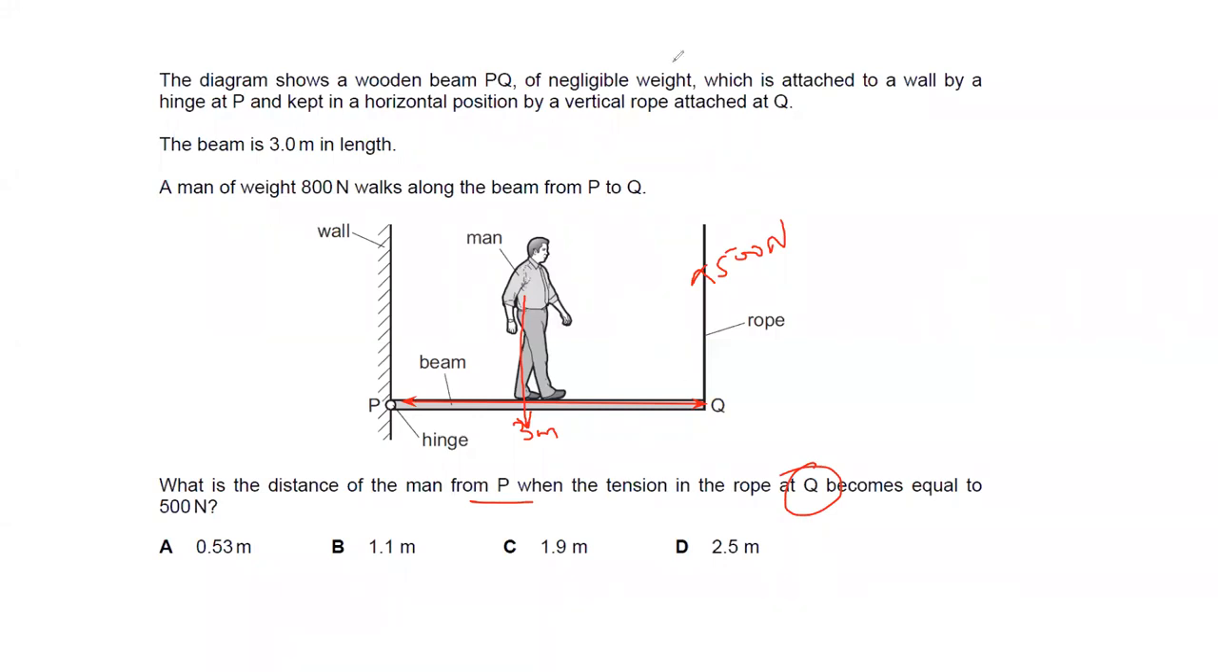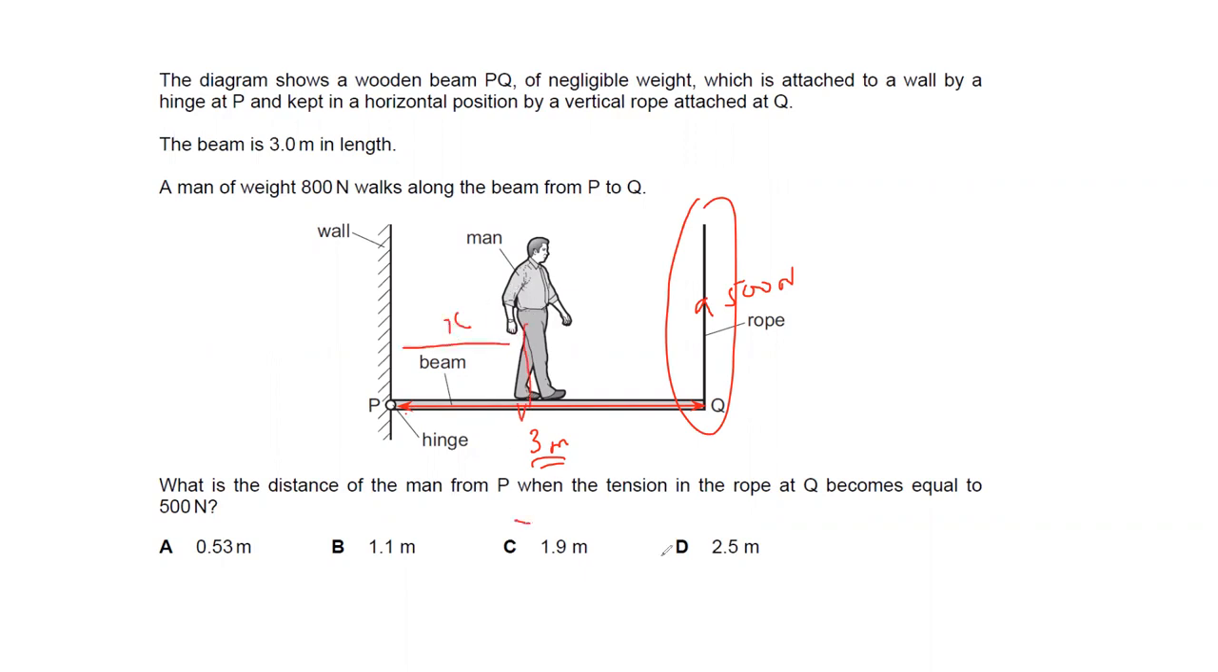Not the length of the rope. We did not consider the length of the rope. The length of the beam. This is the length of the beam. The length of the beam is 3 meters and the force is 500 Newton. We don't have to consider the length of the rope. We have to check the perpendicular distance from the pivot to the force, that is equal to the length of the beam. And the weight is acting downward and the distance is unknown, x. So we calculated that the man is actually 1.9 meters away from this position.